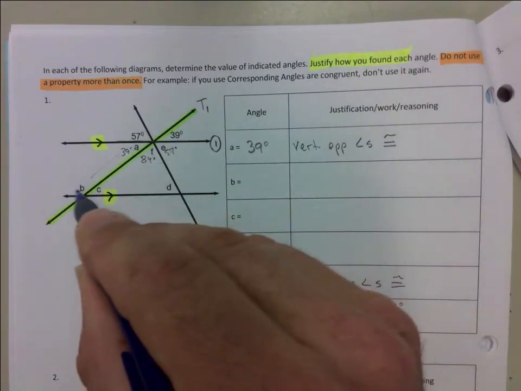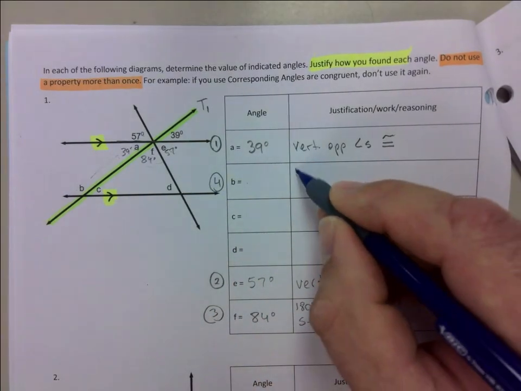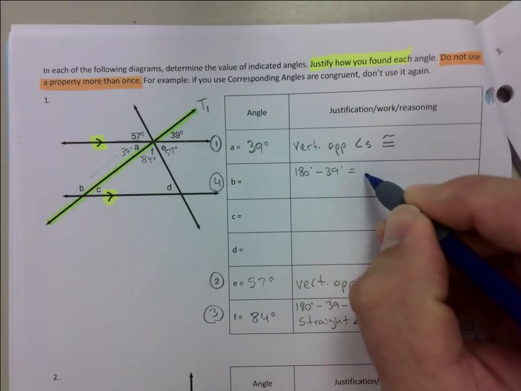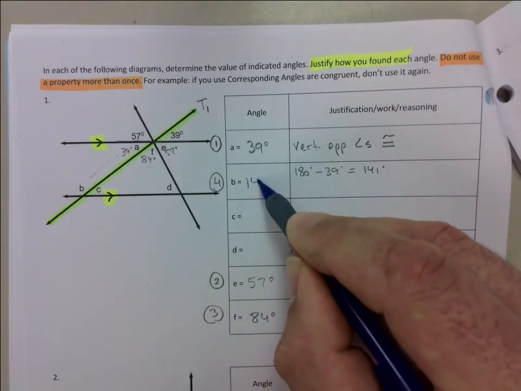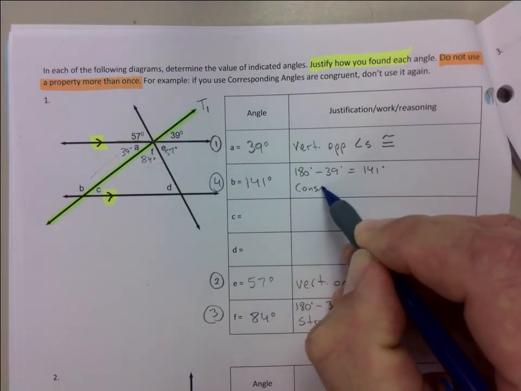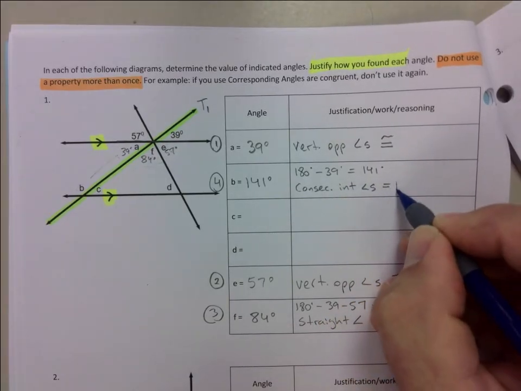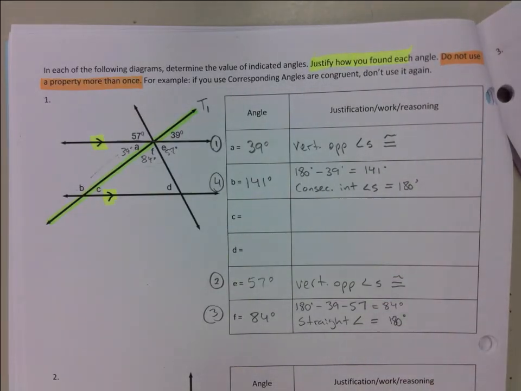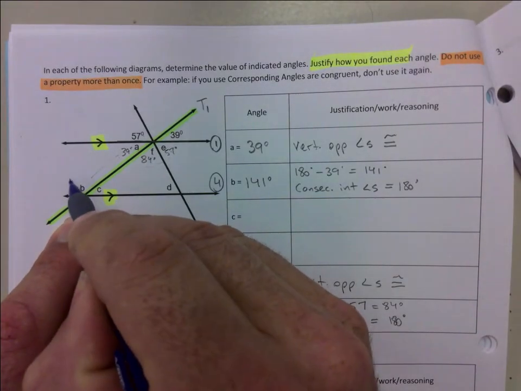All right, so where's B? B is right here. That's the fourth one that I'm doing. I'm going to go 180 minus the 39, and that's 141. You put that in here. And I'm going to use consecutive interior angles must be 180 if lines are parallel. If lines are parallel, okay? I repeat that. I'm going to go ahead and write this in because now I know.